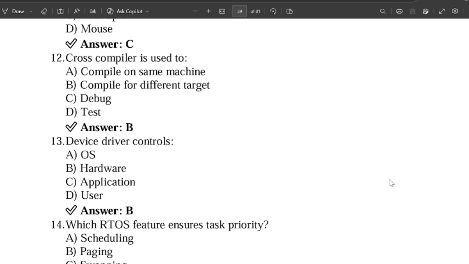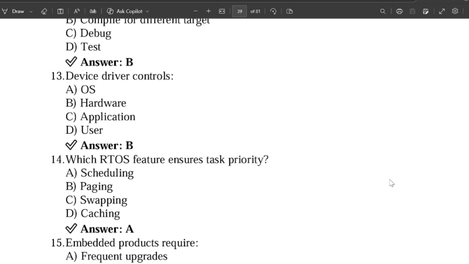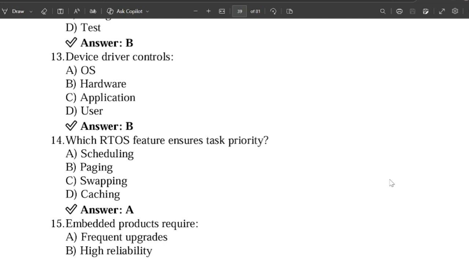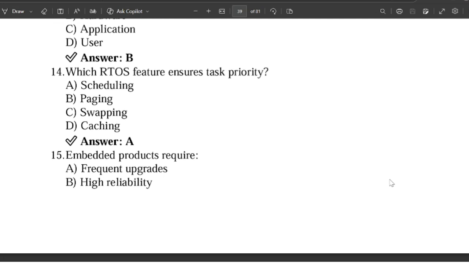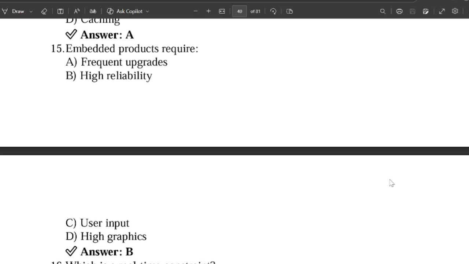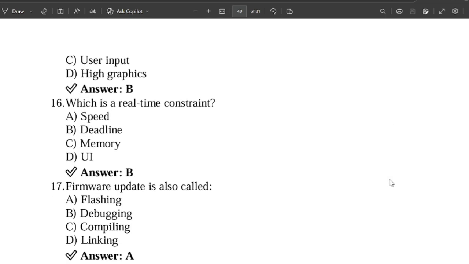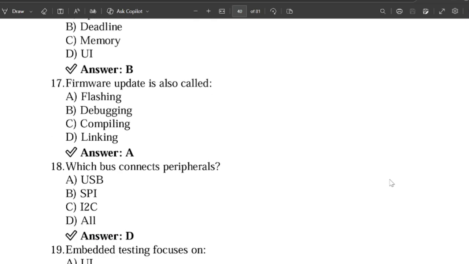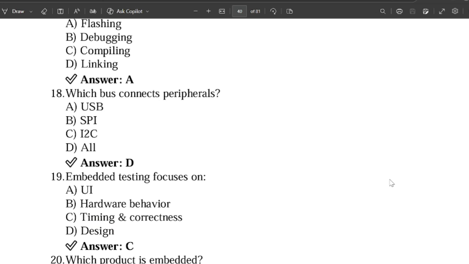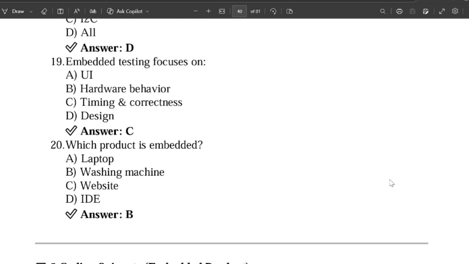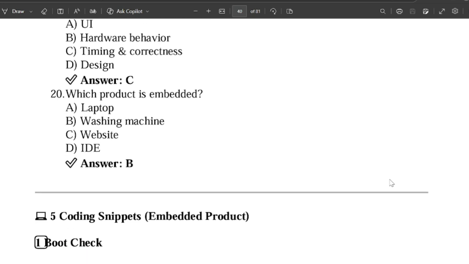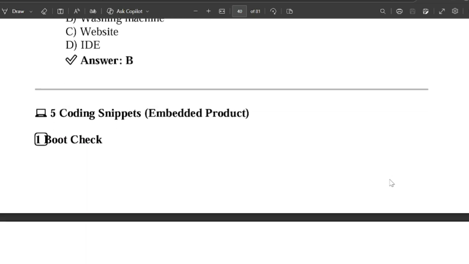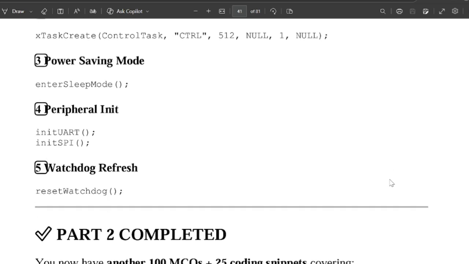Embedded systems often use interrupts. Cross compiler is used to compile for a different target. Device driver controls hardware. Which RTOS feature ensures task priority? Scheduling. Embedded products require high reliability. Which is a real-time constraint? Deadline. Firmware update is also called flashing. Which bus connects peripherals? All. Embedded testing focuses on timing correctness. Which product is embedded? Washing machine. And the coding snippets.